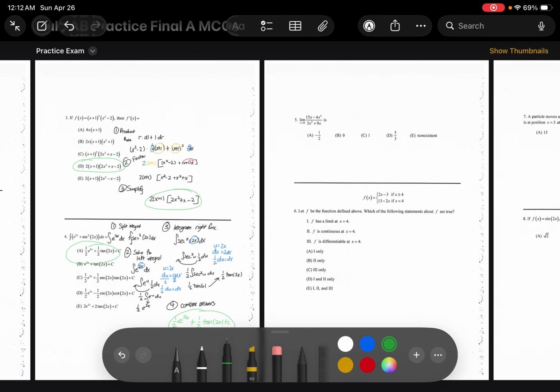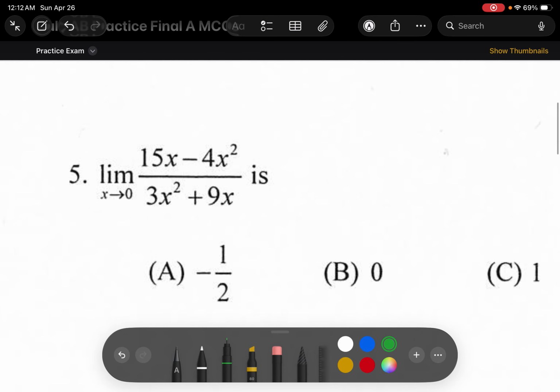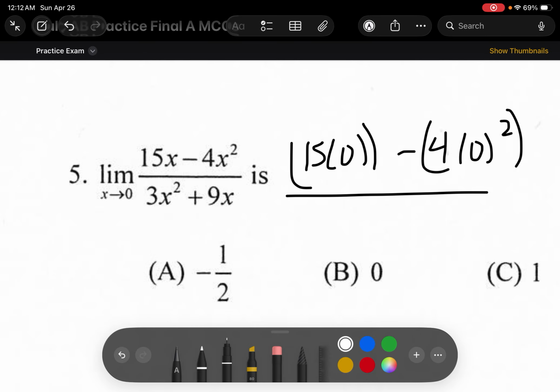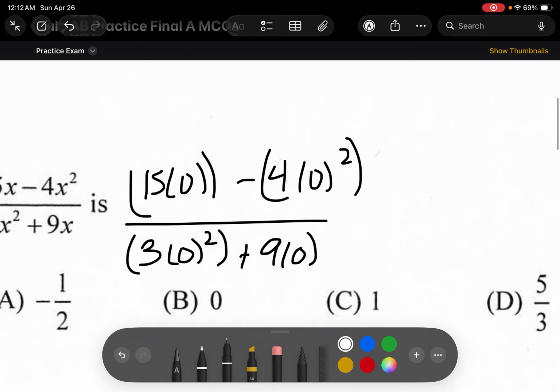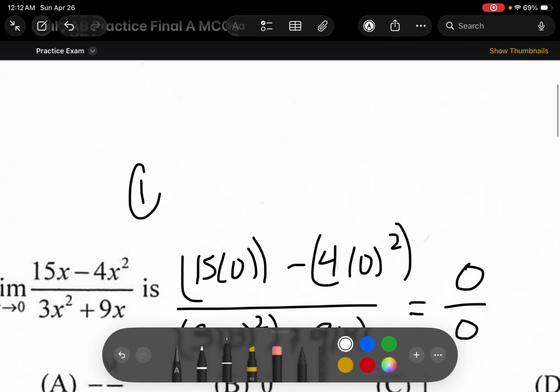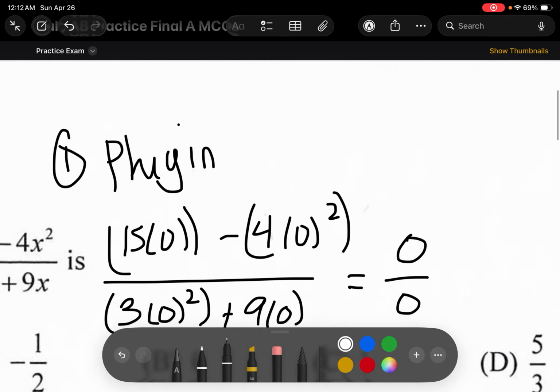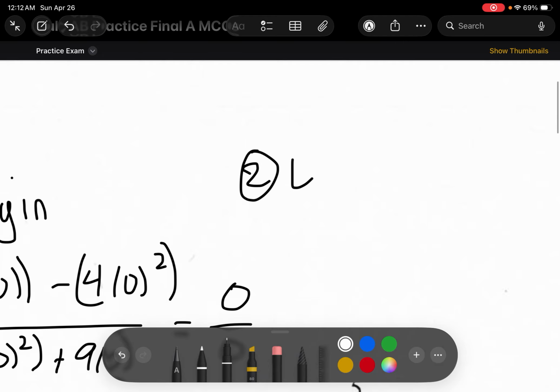5 is another L'Hopital's rule problem. So we're going to put 0 into everything here. So it's going to be 15 times 0 minus 4 times 0 squared over 3 times 0 squared plus 9 times 0. Anything multiplied by 0 is going to be 0. So it's going to be 0 minus 0 over 0 plus 0, which is going to be 0 over 0. So this obviously is indeterminate. So we're going to have to apply L'Hopital's rule.